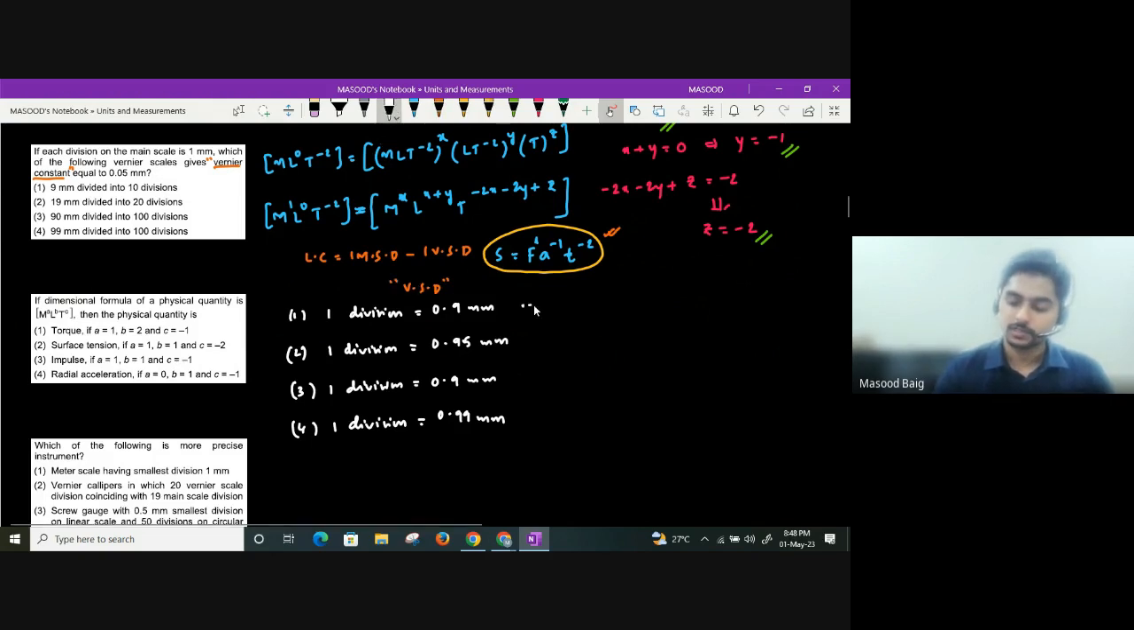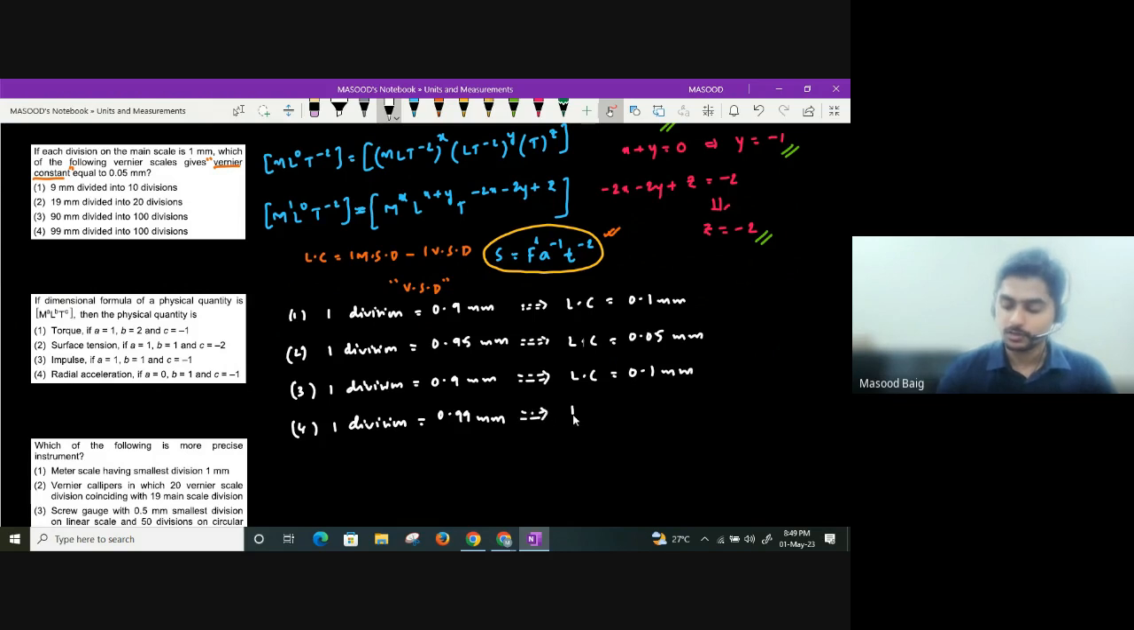So in the first case, please tell me what will be the least count? It will be 1 mm minus 0.9 mm. Will I get it as 0.1 mm or not? In the second case, what will be the least count? 1 mm minus 0.95 mm. Will I get 0.05 mm or not? In the third case, what will the least count be? Again, it will be 0.1 mm only. And in the fourth case, what will be the value of least count? It will be 0.01 mm.